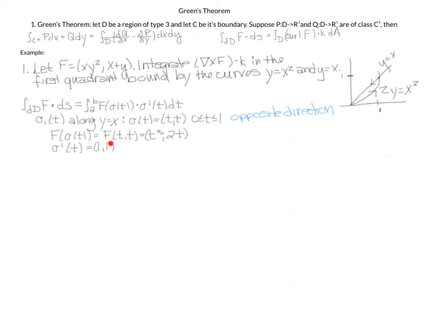I then take the derivative of our path, and then I'm ready to plug into our integral, and the rest is integrating and plugging in. And I did put my negative sign because I had parameterized going from 0 to 1 in this direction, but my curve is actually in the opposite direction. So here's my negative answer.